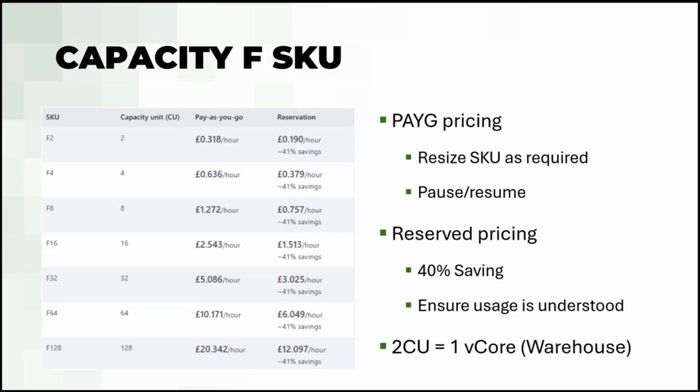Here you can see there's a few charges. So we have pay-as-you-go pricing. If you opt for pay-as-you-go pricing, we can pause and resume the capacities, and we can resize the SKUs as required. There is a reservation discount of say 40%, but you need to understand your data usage before you even consider that. Once you go to reserved pricing, the life-saving skills of resizing and pause and resume are gone. And just for clarity, the F2 SKU will give you one vehicle, so one product, one way ahead.